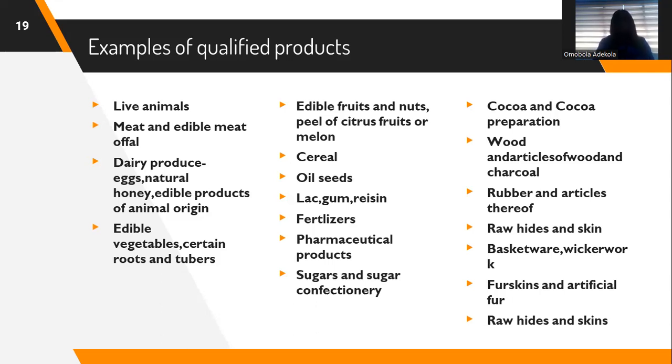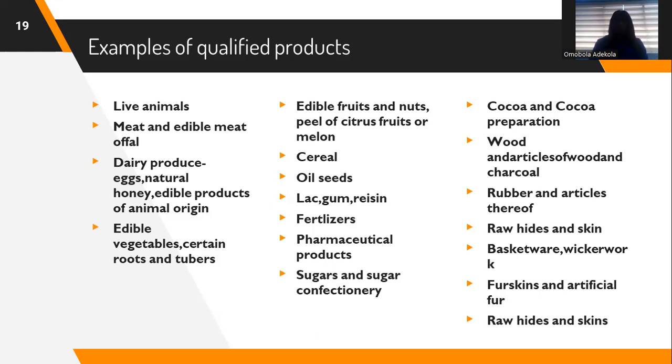So we have edible vegetables, certain roots and tubers, and some of all this. And of course, if you want to know more, you have to reach out to a trader, reach out to me, so they can get then edible fruits and nuts, peel of citrus fruits or melon. They also qualify. Those are examples of products that qualify. We have cereal, oil seeds, gum resin, fertilizers, pharmaceutical products, sugars and sugar confectionery, cocoa and preparation of cocoa, and wood and articles of wood and charcoal.